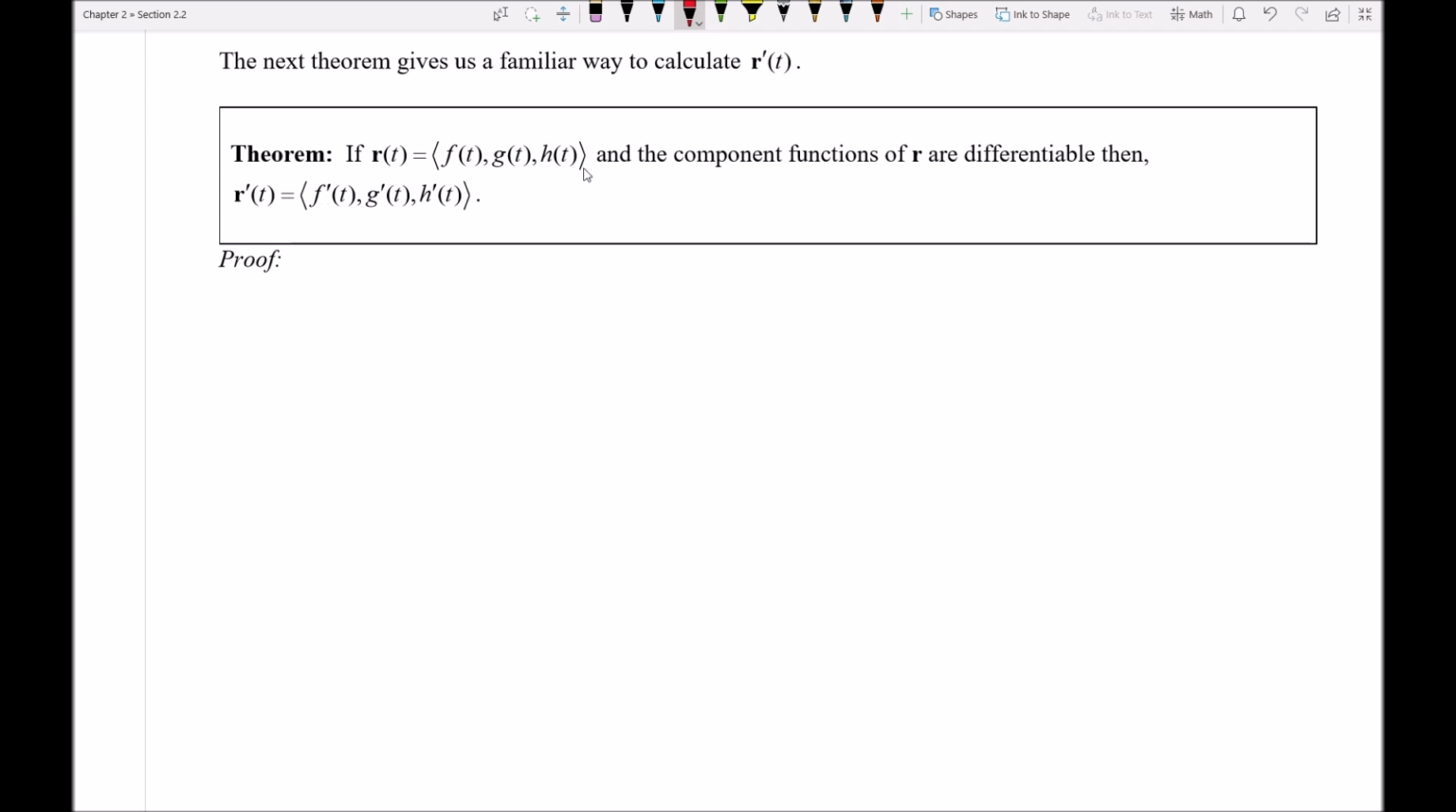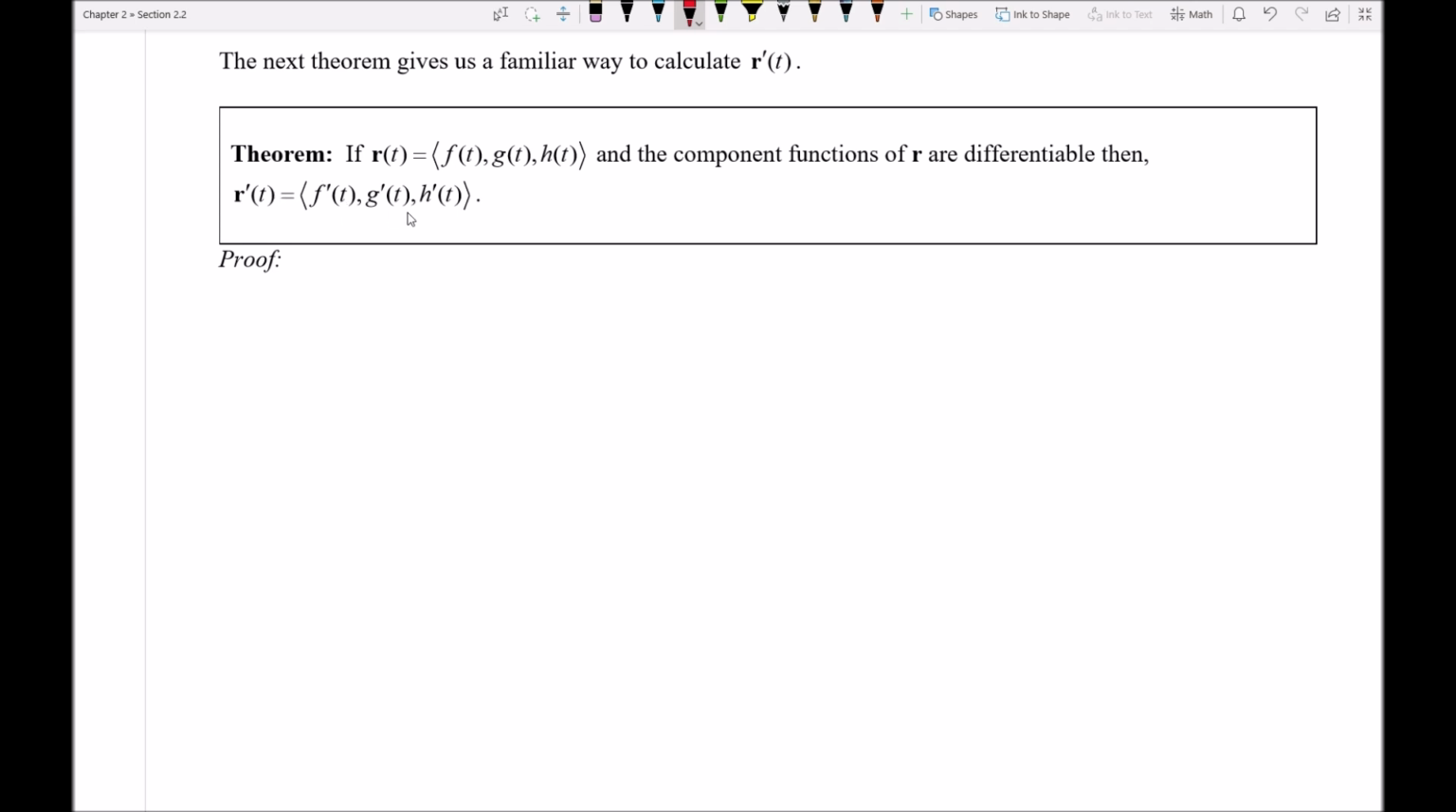Okay, so notice this is really similar to what happened with limits of vector functions. To do the limit of r of t, I just did the limit of each of the three inner functions. And it's apparently now the same thing with derivatives. It's an awesome, convenient way of transforming a Calc 3 question into three individual Calc 1 questions.